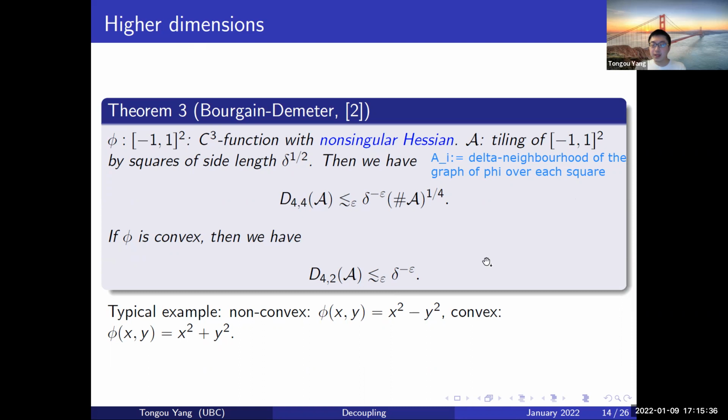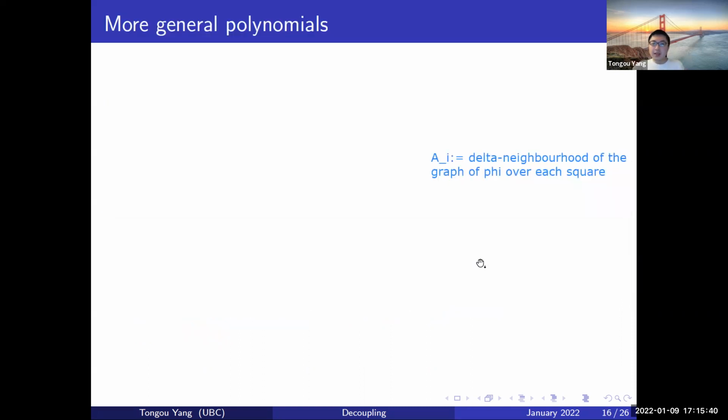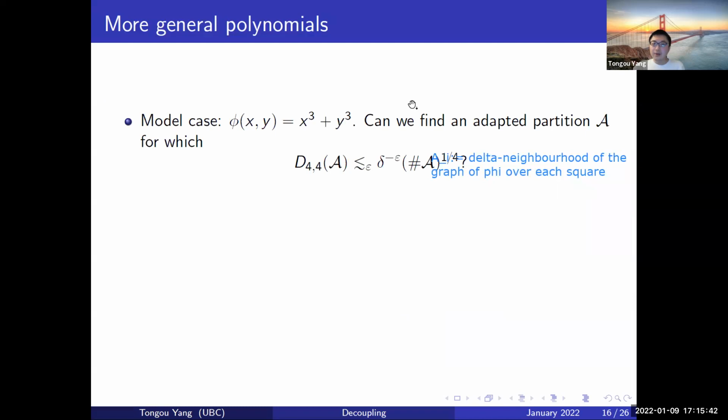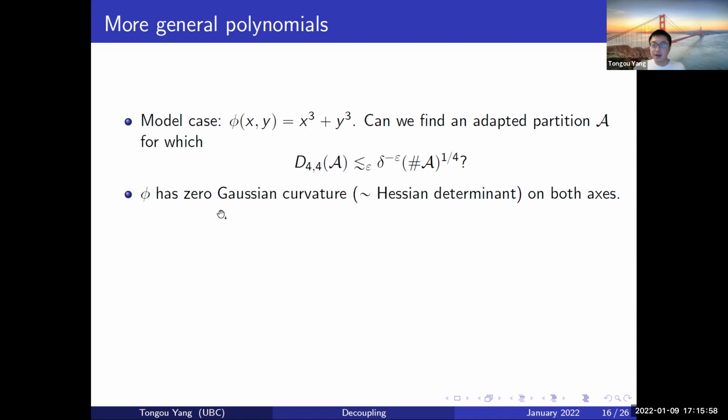Okay, so that's the most fundamental result in 2D. And now what we discussed before was some more general polynomials. For example, like this case, phi of xy given by x cubed plus y cubed. So we know that the function phi has 0 Gaussian curvature on both the x-axis and the y-axis.